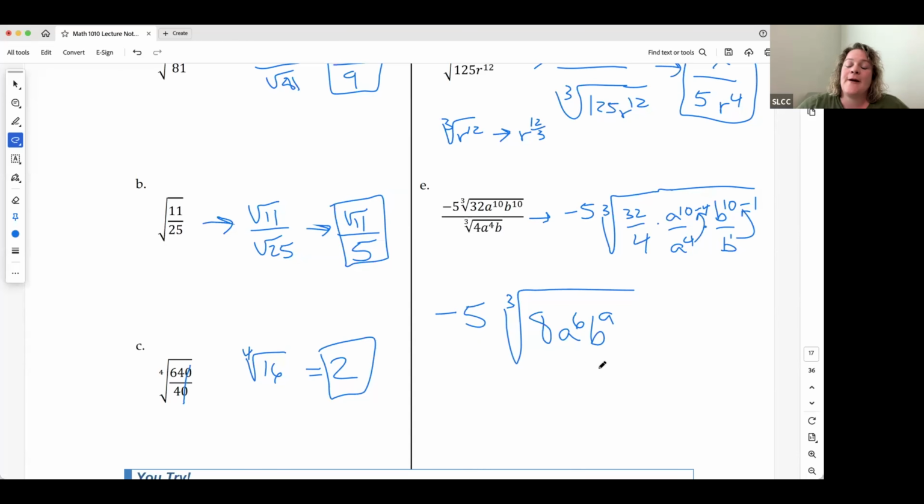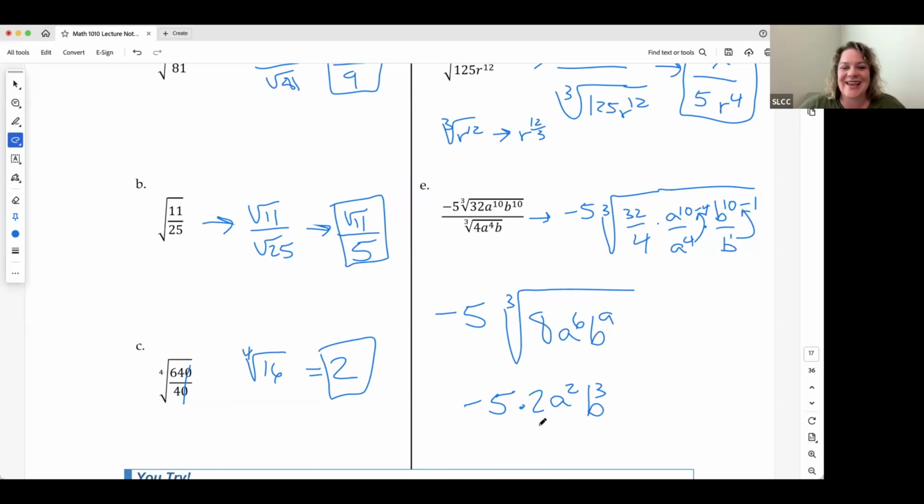That's cool. Now, remember taking the cube root of 8 is not 8 divided by 3. It's what times what times what is 8. So I have the -5. The cube root of 8 is 2, so that comes out. Then you divide by 3 when you have exponents. Just like we talked about up here with the r, you will do 6 divided by 3, so you're left with a squared, and 9 divided by 3, so you're left with b to the third power.